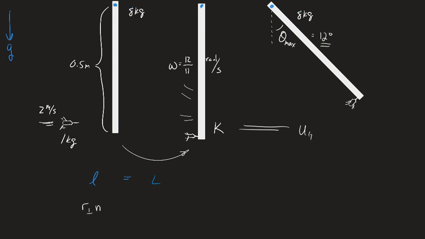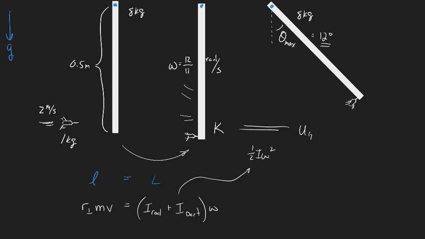R perpendicular mv for the dart is going to equal the moment of inertia of the rod plus the point mass moment of inertia of the dart, times omega. That's how you find out how fast the system is rotating after the collision. That's going to yield 1/2 I omega squared. You're going to use the same moment of inertia to figure out the kinetic energy.